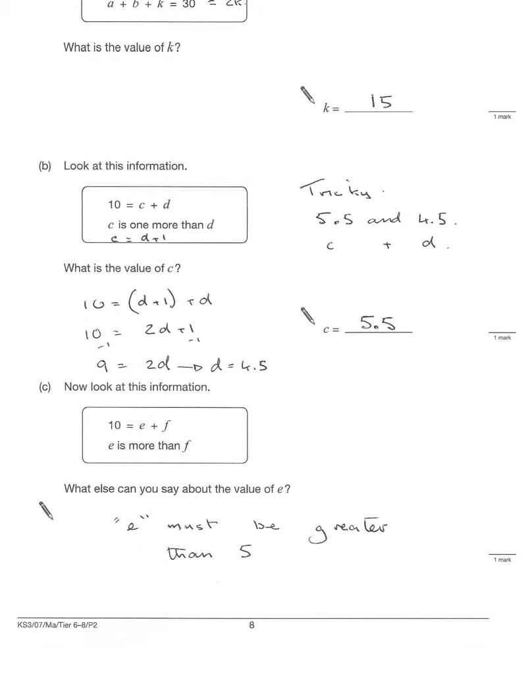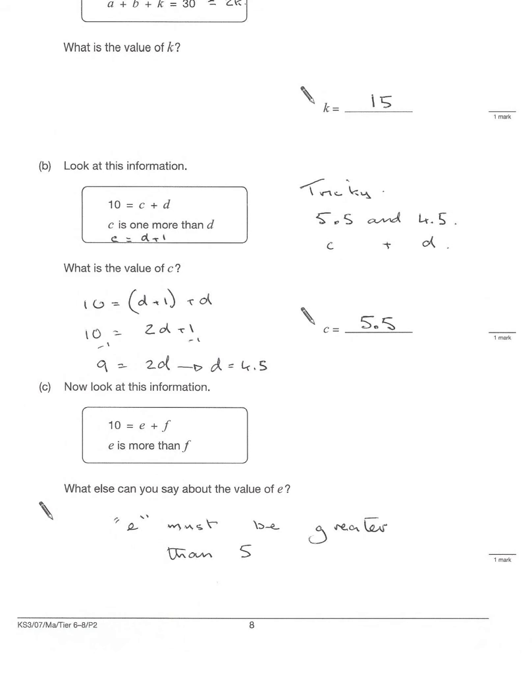Next one, we've got some basic algebra, and what we've got to do is look for our value of k, and we've got to realize that we can look up there and see that we're actually saying 30 is the same as 2k, so k is 15. Next one's always a tricky one. C is more than D, and everyone's looking for a whole number, and of course you can't find one. In this case, it's actually 5.5 and 4.5 for the 2 numbers. We want the bigger one, so C is 5.5.